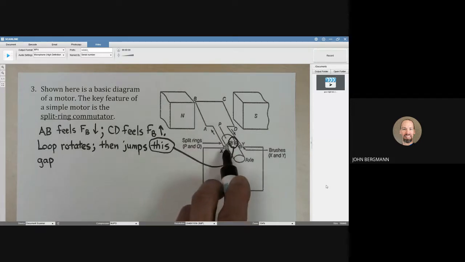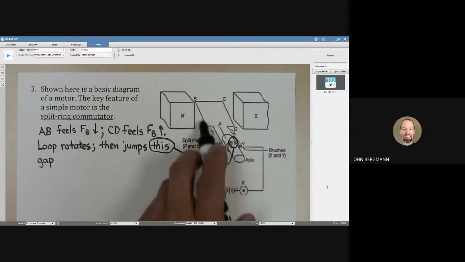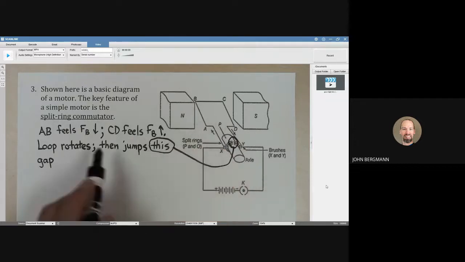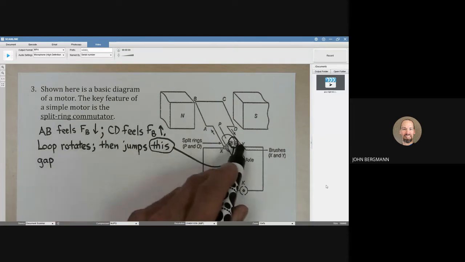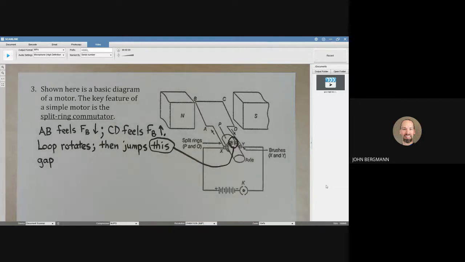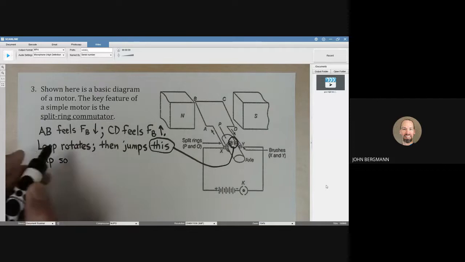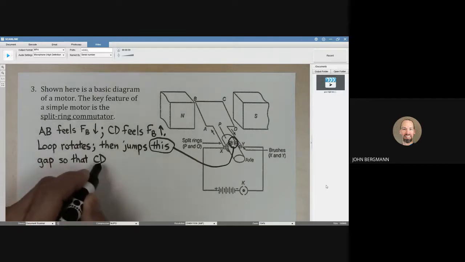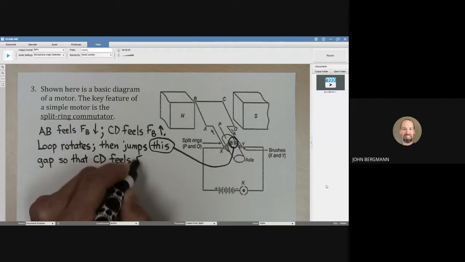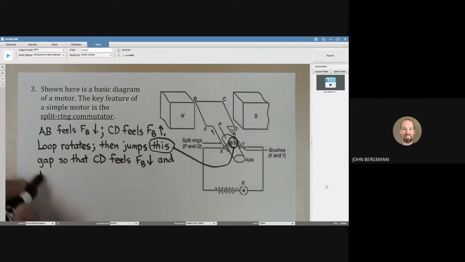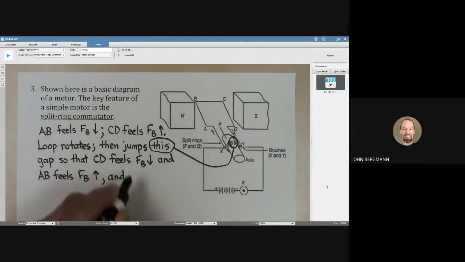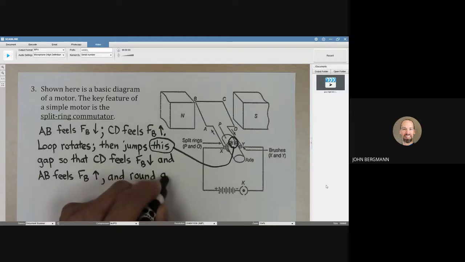And we established about 3 minutes ago that the AB portion feels a force which way? Downward, which means that CD was coming up, then it jumps the gap, and as soon as it gets here, CD feels a force downward. Well, similarly, AB on the other side will feel a force upward. So what's going to happen? This loop is just going to keep right on going. It jumps that gap. Let's just put this in words so that CD feels an FB down and AB feels a magnetic force up, and literally round and round we go.